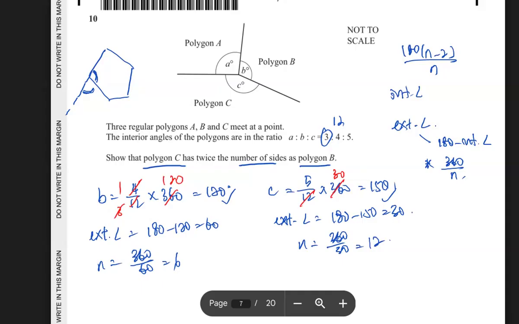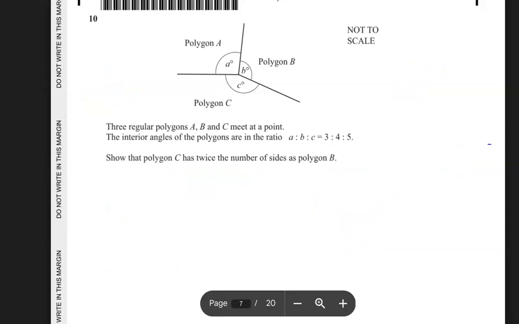In general, using exterior angle to solve questions related to the number of sides is always the more efficient way. I think this is the most efficient, easiest way to do it. Okay, let's move on.